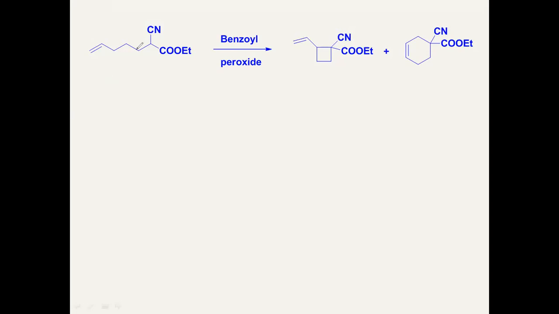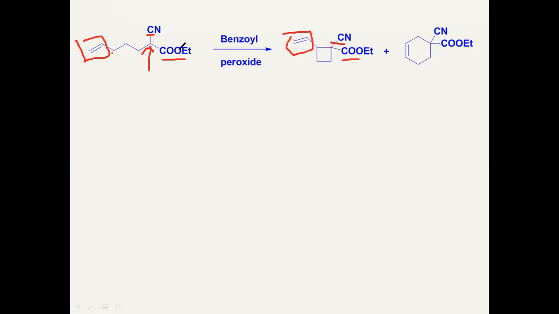You focus on this carbon, the same carbon where the cyanide and COOEt groups are. Then count the carbons: 1, 2, 3, 4. At the fourth carbon, you have this group. Here also 1, 2, 3, 4. At the fourth carbon, we have this ethyl. It means that the radical generation will take place at this tertiary carbon and at this allylic carbon.